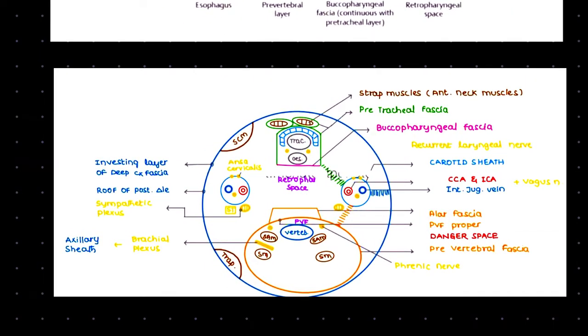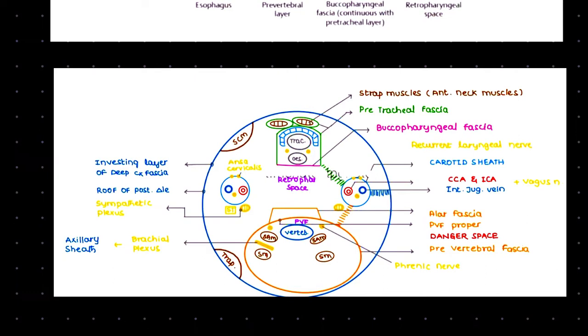Now moving further inside, we have the pre-tracheal fascia. These are the pre-tracheal muscular fascia layer. This will include the anterior neck muscles like the strap muscles, right? And behind it we have the continuation of the pre-tracheal fascia, but the name changes. Now it is the buccopharyngeal fascia, right? Inside it is our thyroid gland. Here we have the trachea. Here we have the esophagus, right?